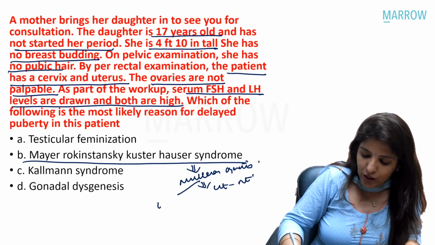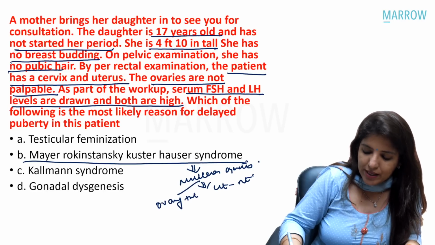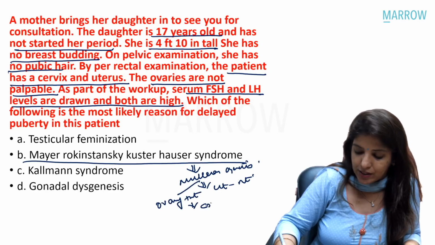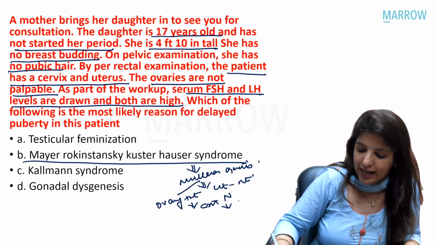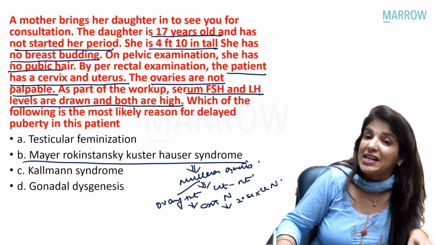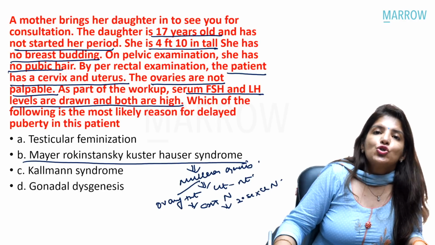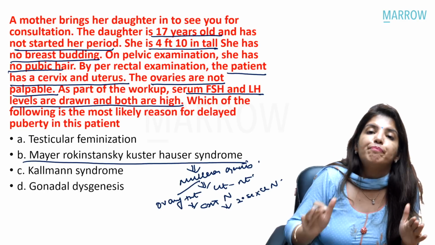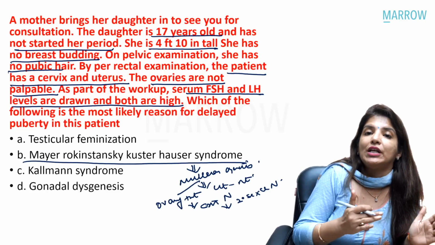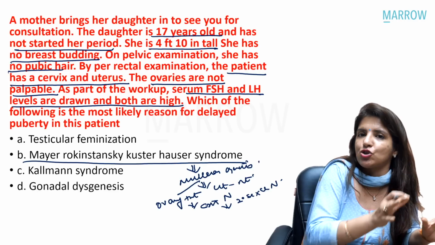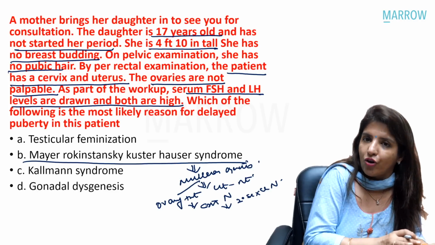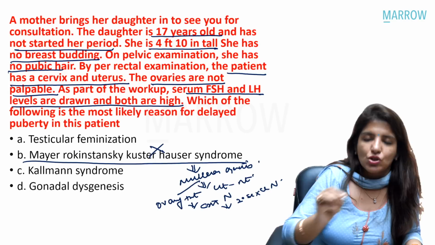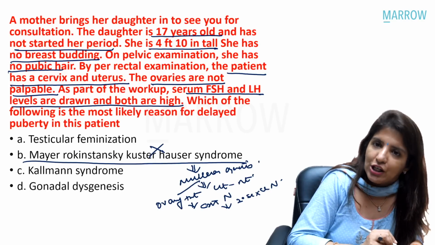In case of Mullerian agenesis, ovaries are present, and because ovaries are present, estrogen levels are normal, and that is why secondary sexual characteristics are normal. Breast is normal. Right? So, in Mullerian agenesis, patient will have amenorrhea, but it will not be a case of delayed puberty. Her secondary sexual characteristics would be normal. So, it cannot be a case of Mullerian agenesis.